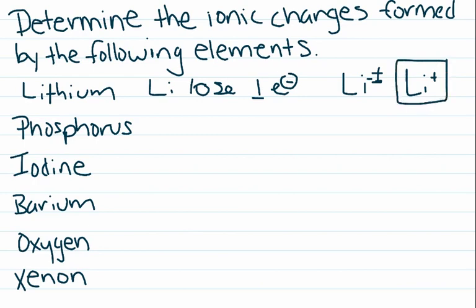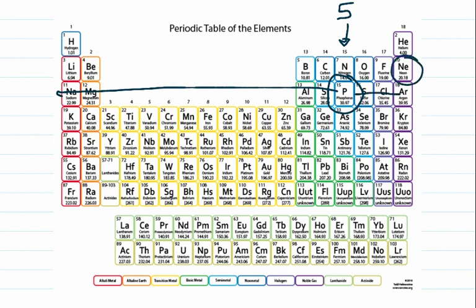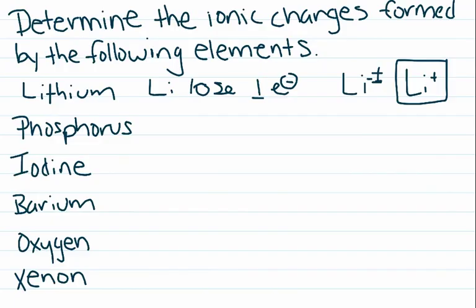Let's look at phosphorus. The first thing we want to do is find phosphorus on our periodic table. Here it is, number 15. It's in column 15, which means that it has 5 valence electrons. Again, the goal is to get to 8 valence electrons, so it can either lose those 5 and go back down here to look like neon, or it can gain 3 electrons to look like argon. Since 3 is less than 5, it will gain 3 electrons.